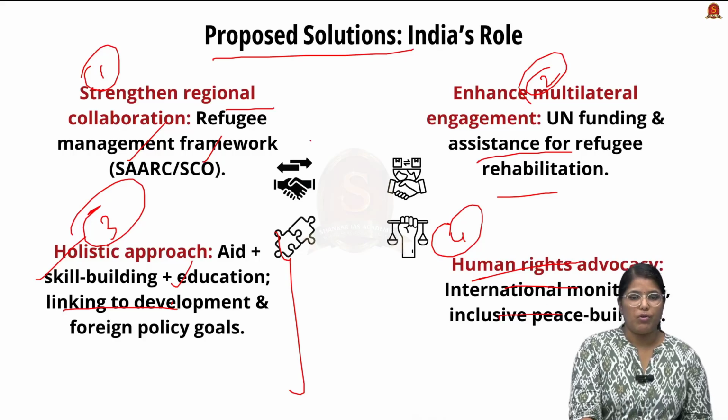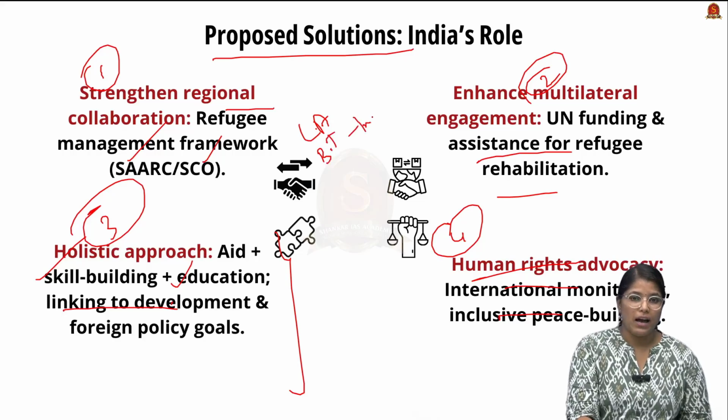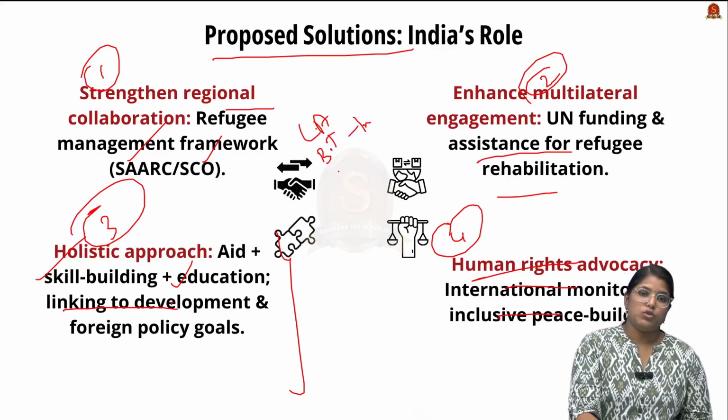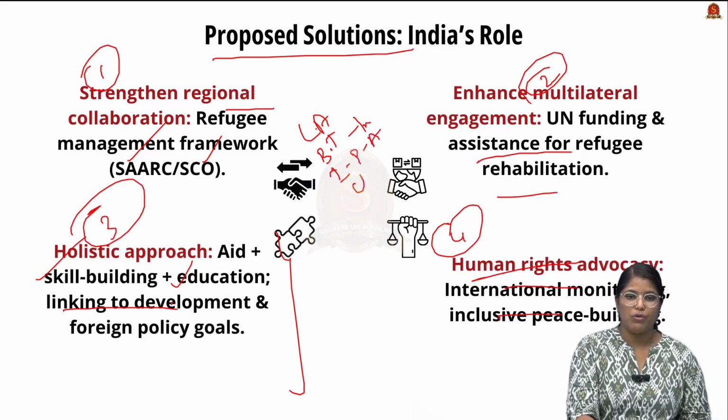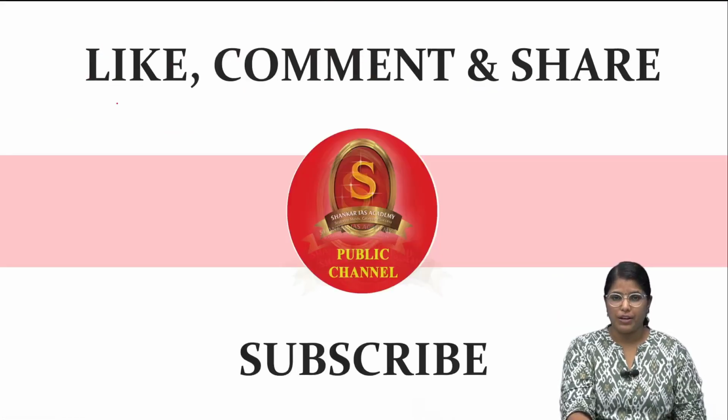So far we saw about the location of Afghanistan, then we saw about the bilateral ties between India and Afghanistan. Then we saw about the India, Pakistan, and Afghanistan triangle. We saw about the challenges. Then we saw about the solutions. So with this, we came to the end of the news article discussion.